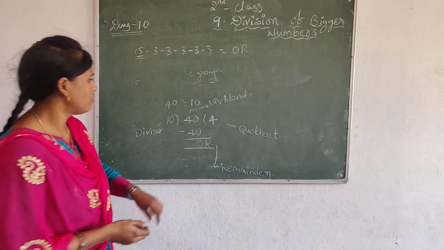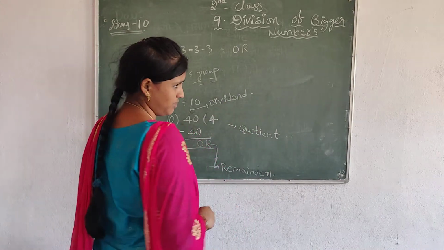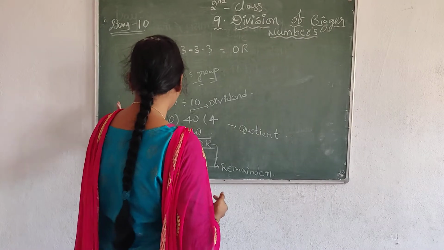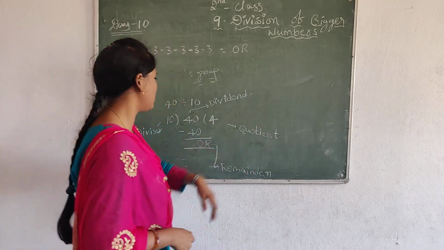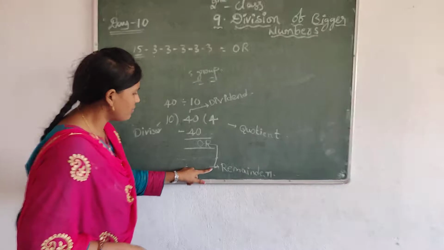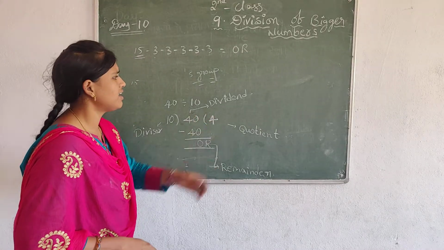Understood all of you? We have two brackets. This is the left side bracket and this is the right side bracket. In the left side bracket you write the divisor and in the right side bracket you write the quotient. The final one is the remainder and the middle one is the dividend.